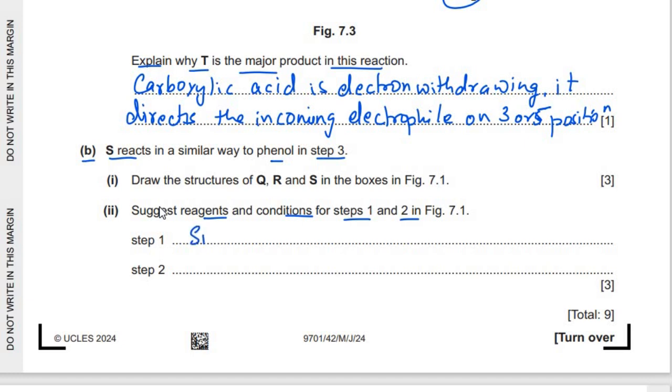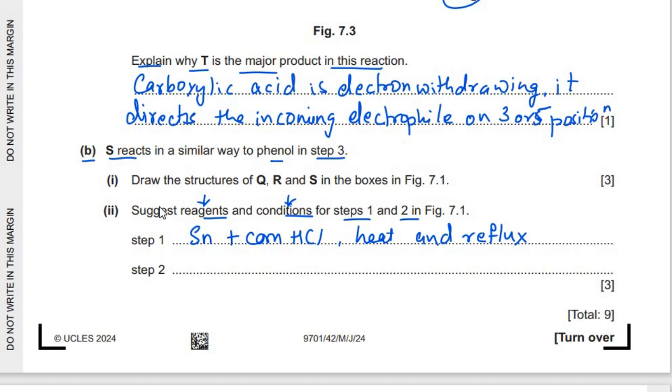So for that, we will need tin and concentrated HCl, along with heat and reflux. Don't forget writing this, because we are asked along with the reagents the conditions also. So heat and reflux also carries the marks.